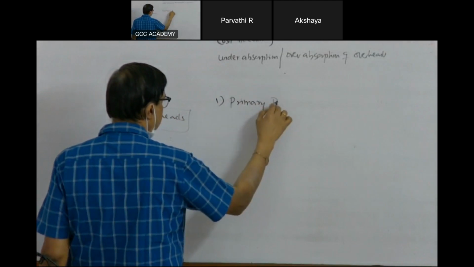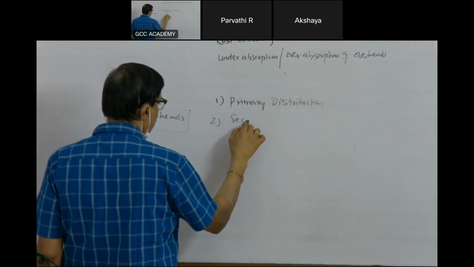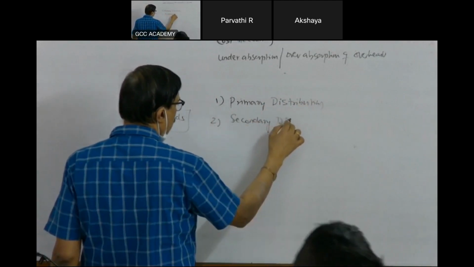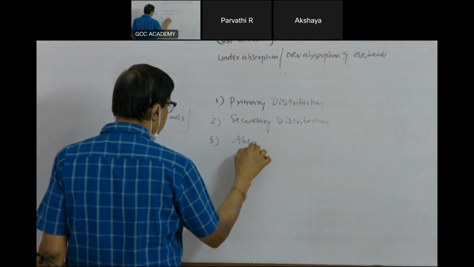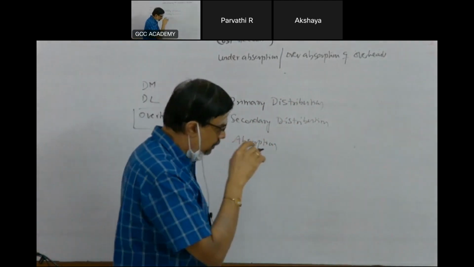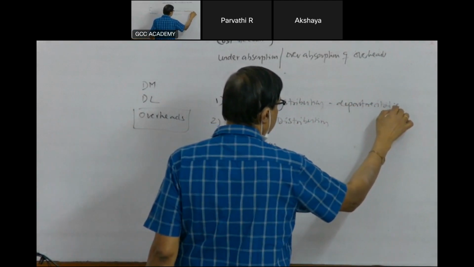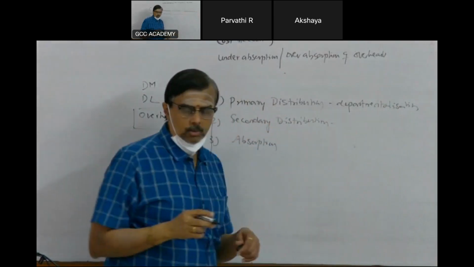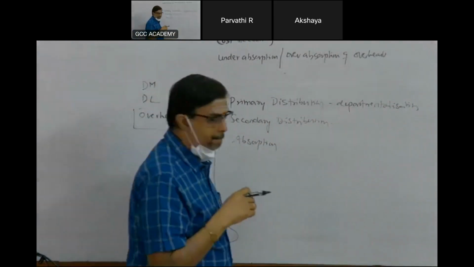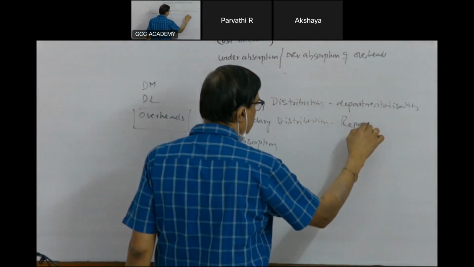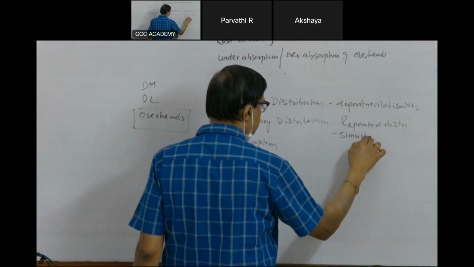Good. I'm happy you were able to correctly say the answer. Primary distribution. Don't confuse, okay? What is the other name for secondary distribution? Linear distribution. What are the popular methods for secondary distribution? Repeated distribution, simultaneous equation, popular methods.